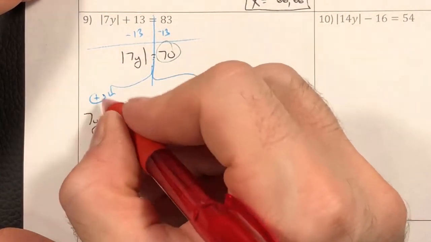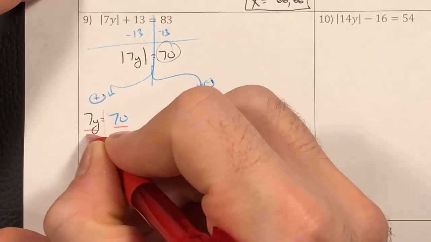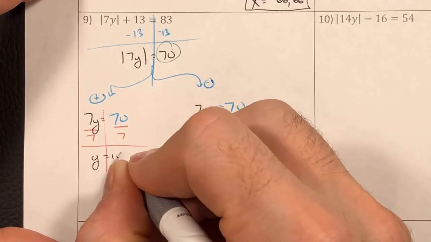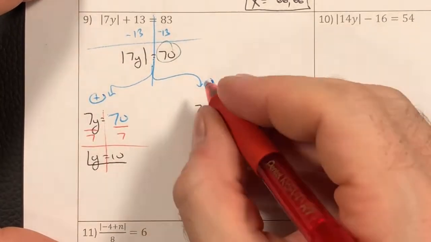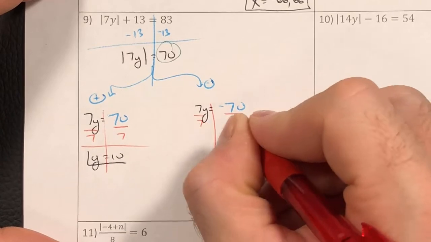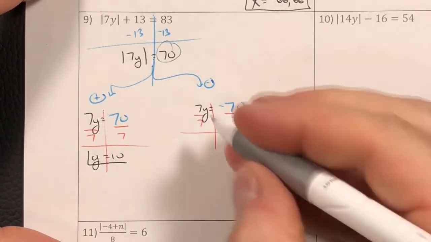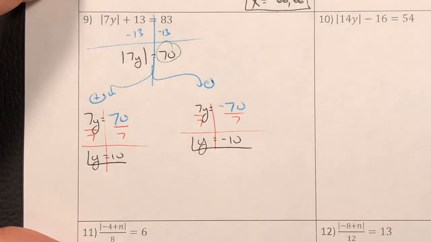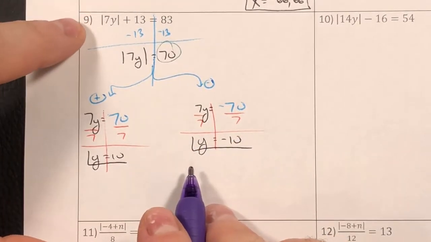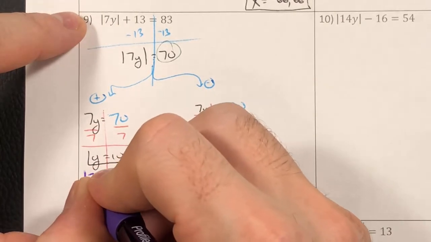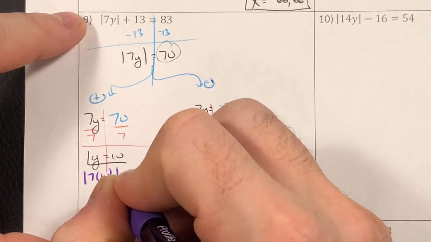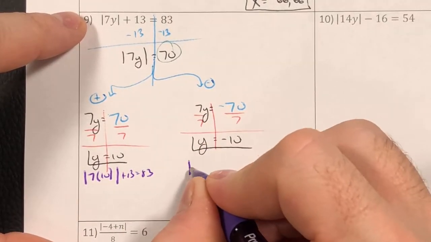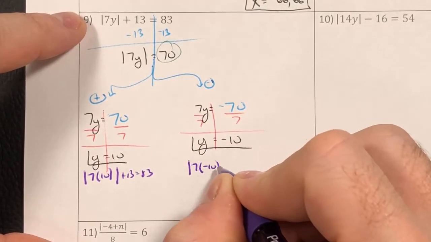This leaves me with two steps left. One over here where I divide by 7, and I get y is equal to 10. One over here where I divide by 7, where I get y is equal to negative 10. I check out both those answers by plugging them into the equation. So I get absolute value of 7 times 10 plus 13 is 83. Over here, I would plug in the absolute value of 7 times negative 10.